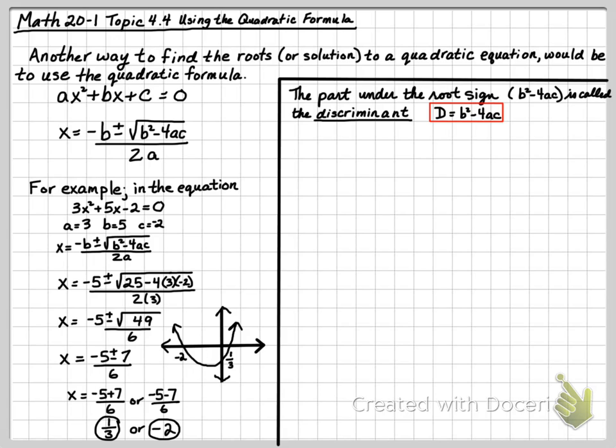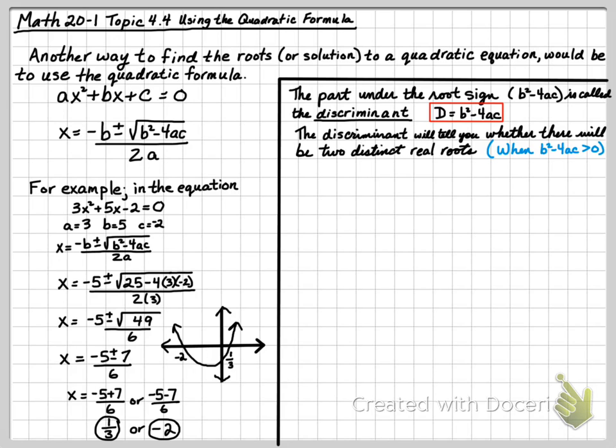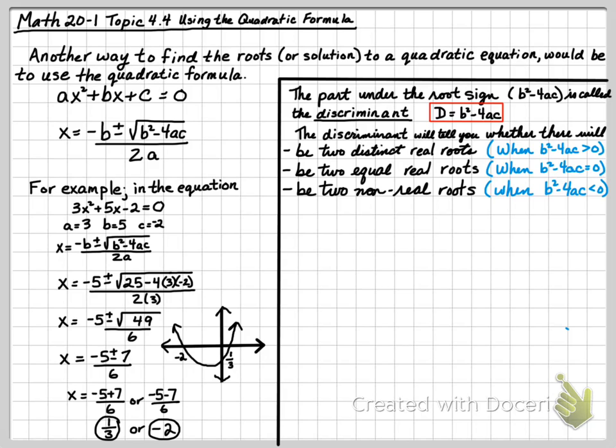Now, what does this part underneath the square root sign tell us? Well, the discriminant will tell you whether there will be two distinct roots. That means two different roots, as it was in our first example. This is when b squared minus 4ac is greater than 0. Or there will be two equal real roots. This will happen when b squared minus 4ac is equal to 0. Or two non-real roots, and this is going to happen when b squared minus 4ac is less than 0. We're going to do a couple of examples to show when these cases are applied.